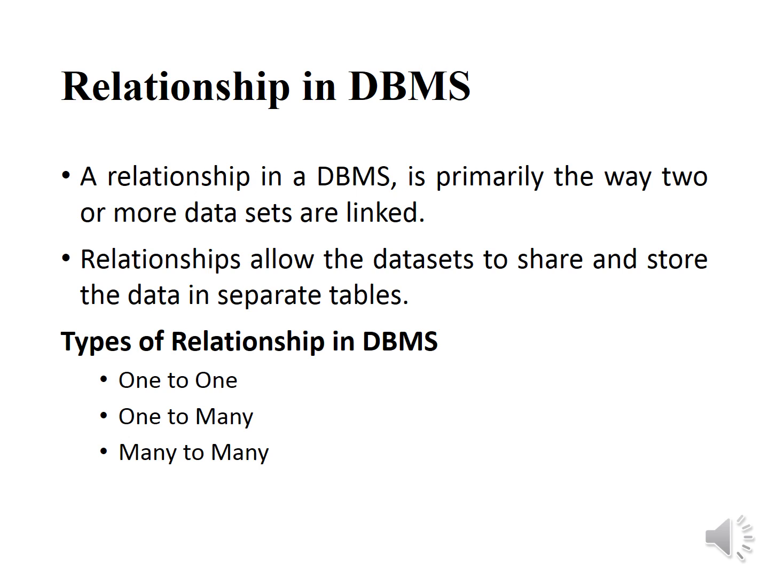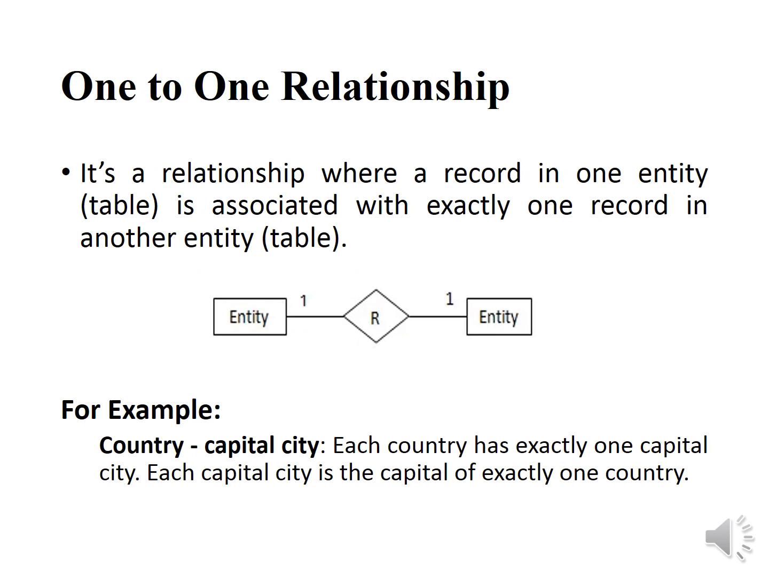Relationships in a DBMS. A relationship in a DBMS is primarily the way two or more data sets are linked. Relationships allow the data sets to share and store the data in separate tables. So there are three types of relationship: one-to-one, one-to-many, and many-to-many.